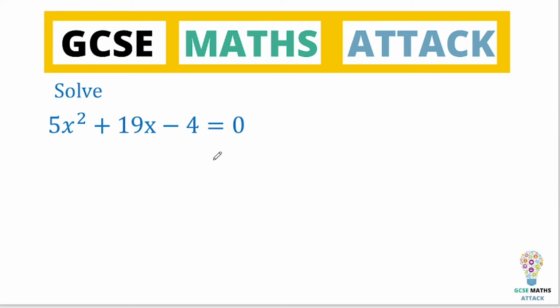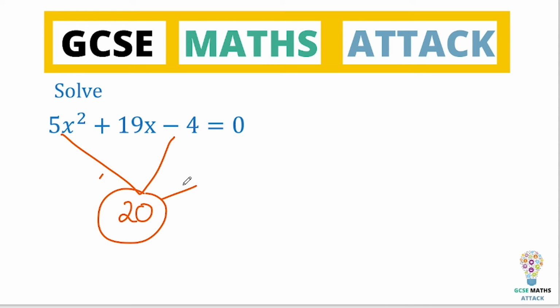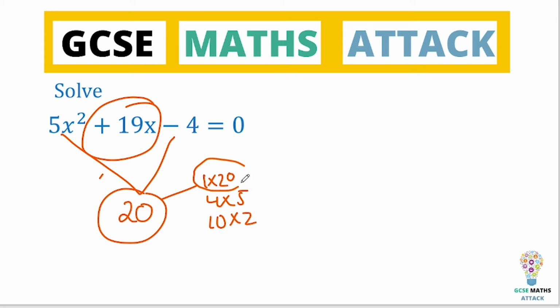Okay, so let's have a go at this question together. 5 times minus 4 is 20. Factors of 20 are 1 times 20. The other is 4 times 5. And the other is 10 times 2. I need to get to 19x. I know I can do that with 1 and 20. I can do minus 1 plus 20, and that will give me positive 19x.